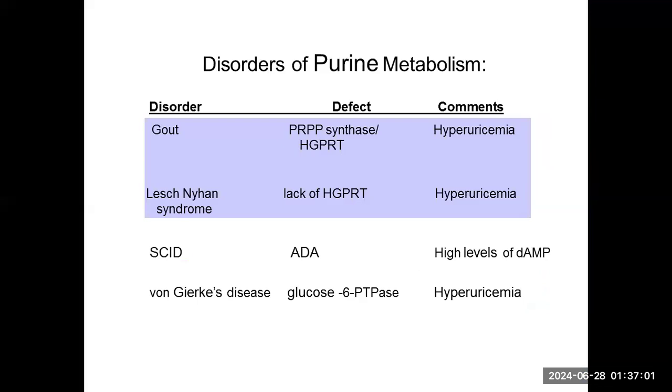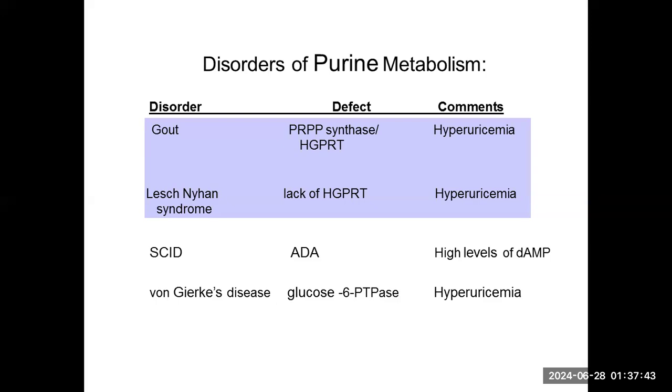Summarizing the disorders of purine metabolism. The first disorder is gout, due to defects in phosphoribosyl pyrophosphate synthetase and hypoxanthine guanine phosphoribosyltransferase, and the result is hyperuricemia. The second disorder, Lesch-Nyhan syndrome, is due to lack of hypoxanthine guanine phosphoribosyltransferase, which leads to hyperuricemia.